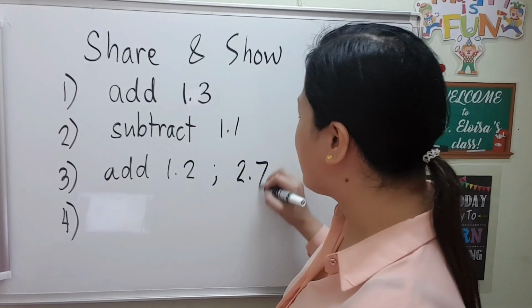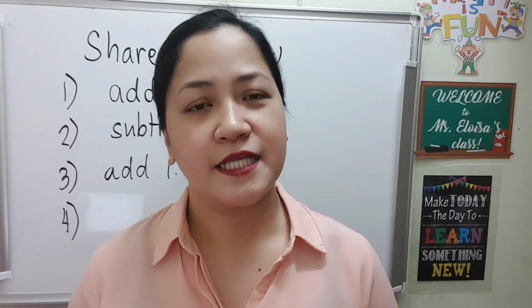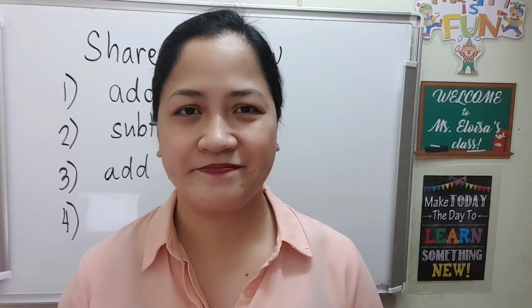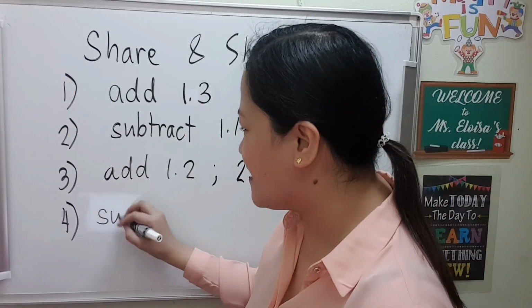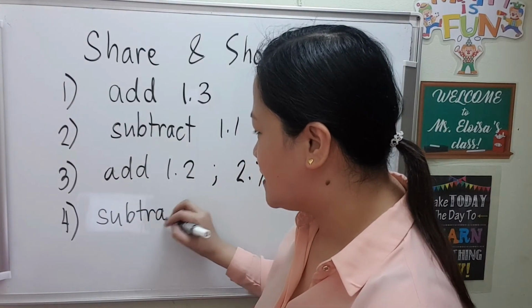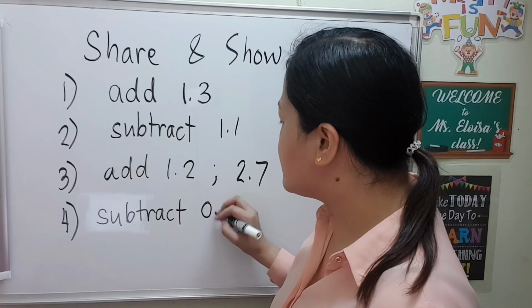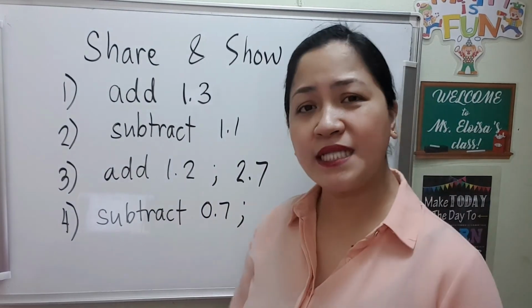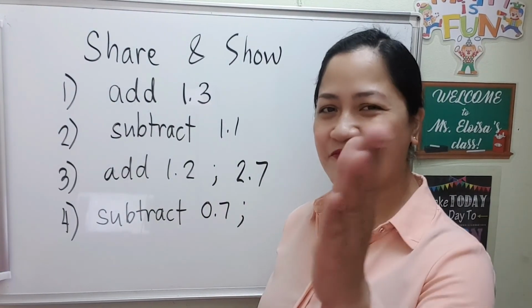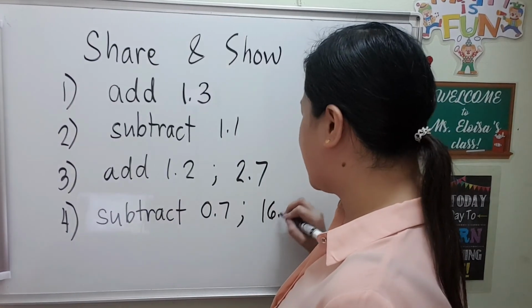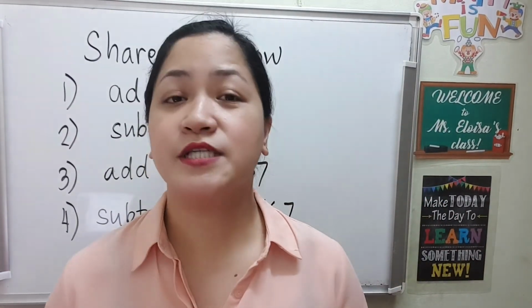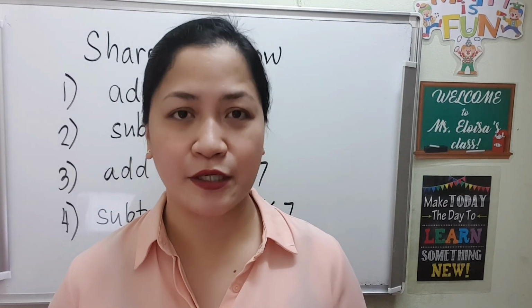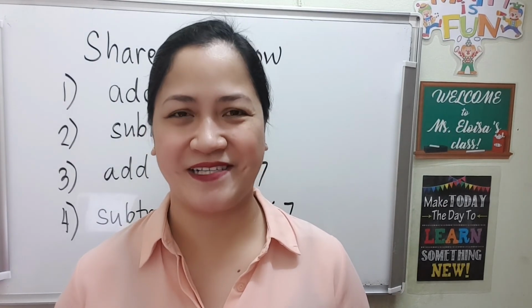That's 2.7. And in number 4, what is the rule? You got it again. That is to subtract 0.7. Now, what is the missing term? Very good. That is 16.7. I told you you can do it. You're just going to apply the rules that we learned in adding and subtracting decimals.